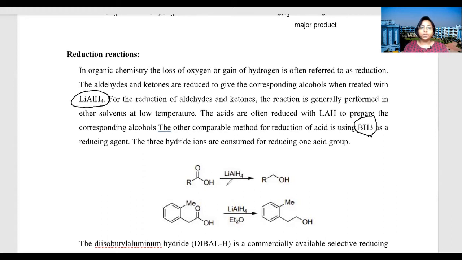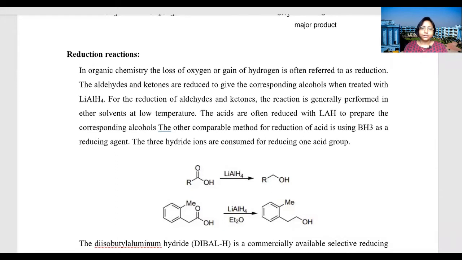So here you can see it is the carboxylic group COOH acid, and we are getting the alcohol COH. Okay. And here is also given the carboxylic group, COOH acid, and we are getting the alcohol after the reduction. Okay, so you have understood the reduction process as well as the oxidation process.